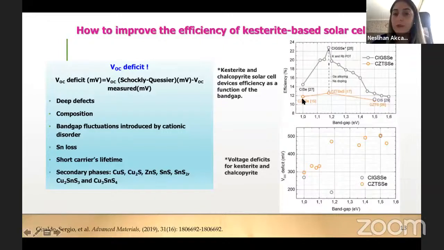When we compare the efficiency values of CZTS and CIGS materials, as you see in the graphic, according to band gap, in a low band gap region there's not a difference between the efficiency values, and also in the wide band gap region there is not a big difference. But it's very interesting: if you look at the intermediate region, there is a big difference between the efficiency values. That's a very interesting result, and that's why the researchers focused on the VOC deficit in these materials.